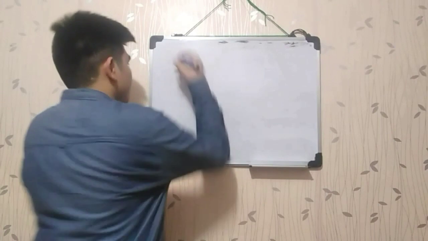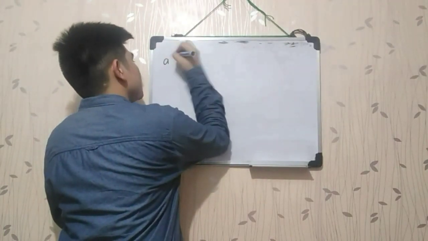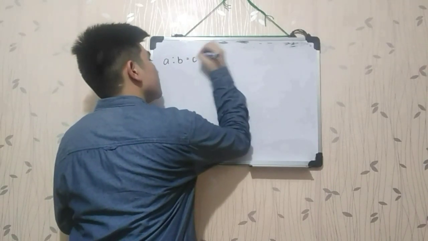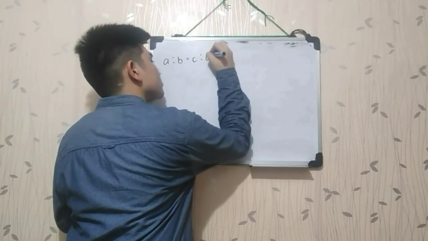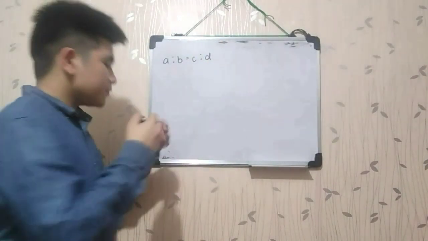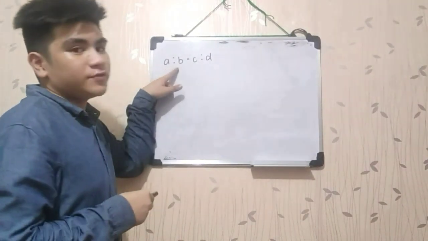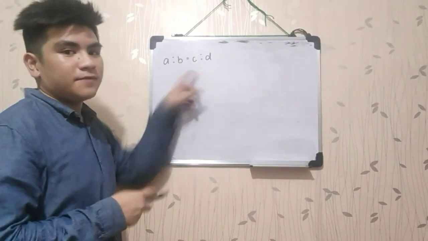Now we are on to proportion. What is proportion, you ask? Well, basically, proportion is a statement that indicates the equality of two ratios. It is also written like this. Now, this time it is read as A is to B as C is to D.